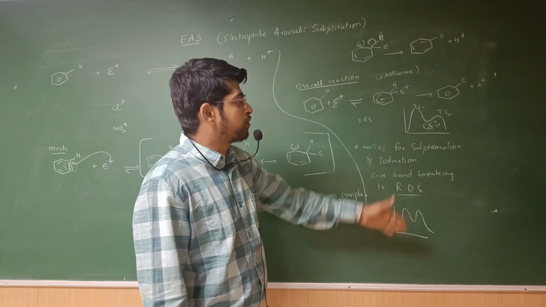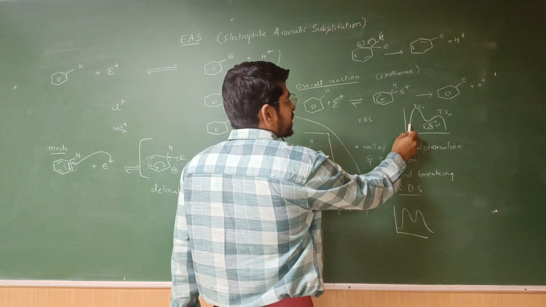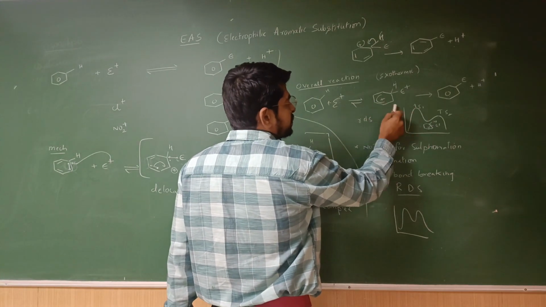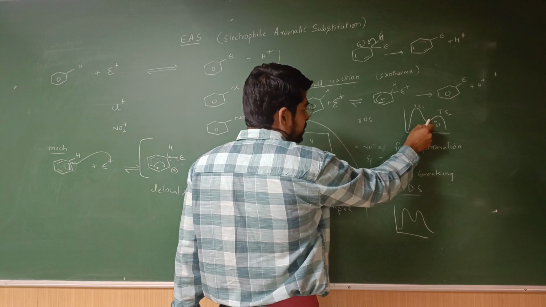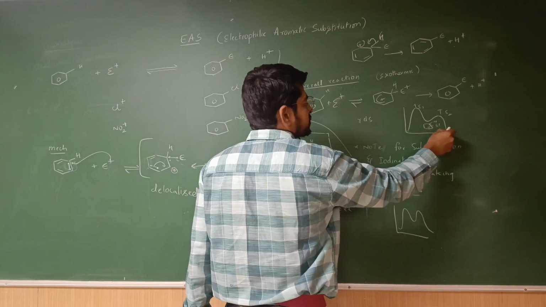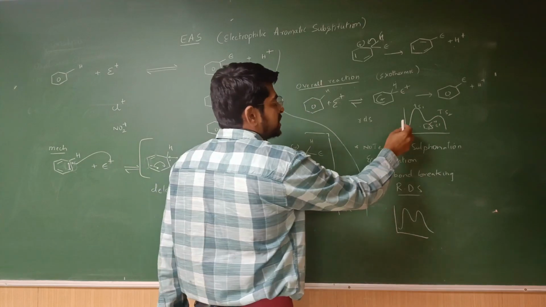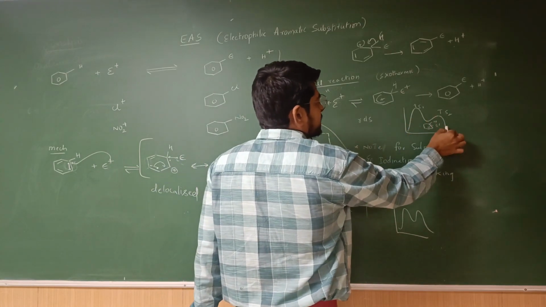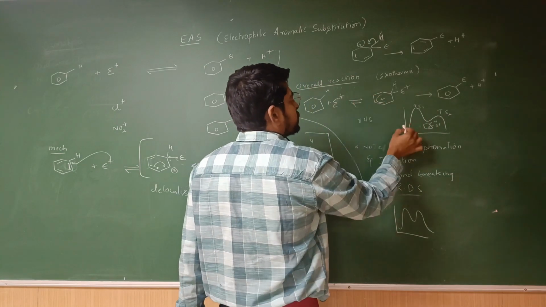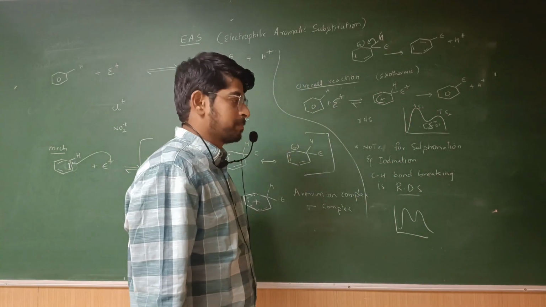So if you draw the energy profile diagram, this is the activation energy required for the first step, then it forms the reactive intermediate, which is the arenium ion complex. Then the activation energy required for the second step, where it forms the products. This is the reactant, this is the product. So as you can see, the activation energy required for the second step is low. That is why it proceeds quickly. But the activation energy for the first step is high, so it takes more time. That is the slowest step.